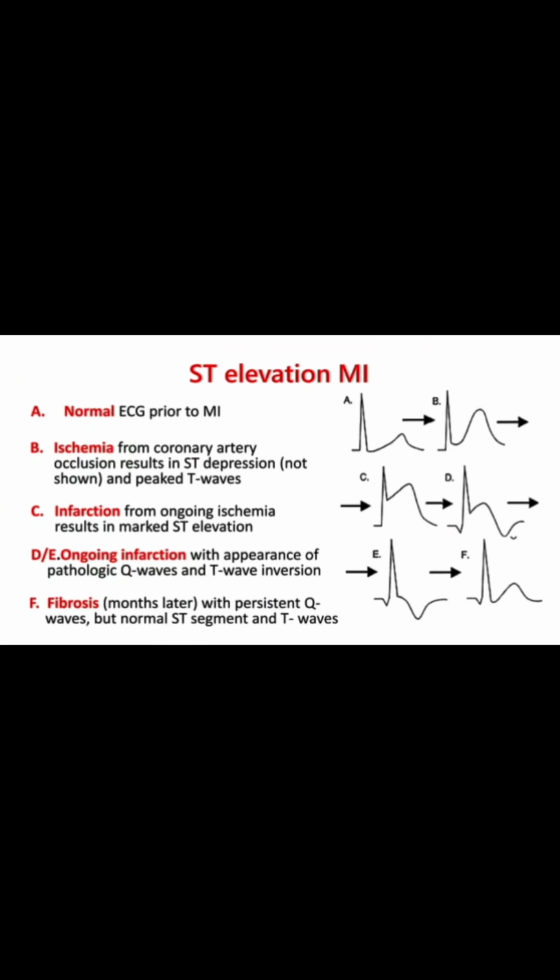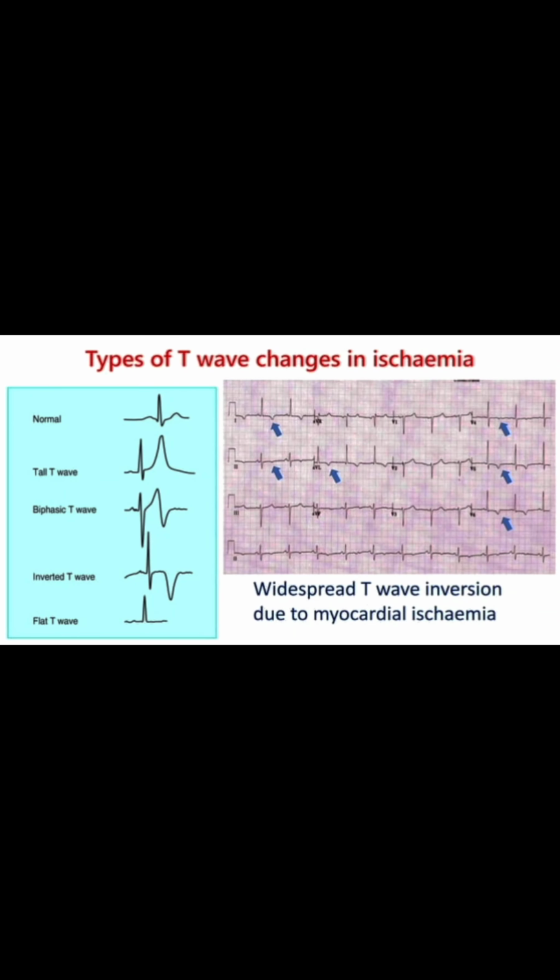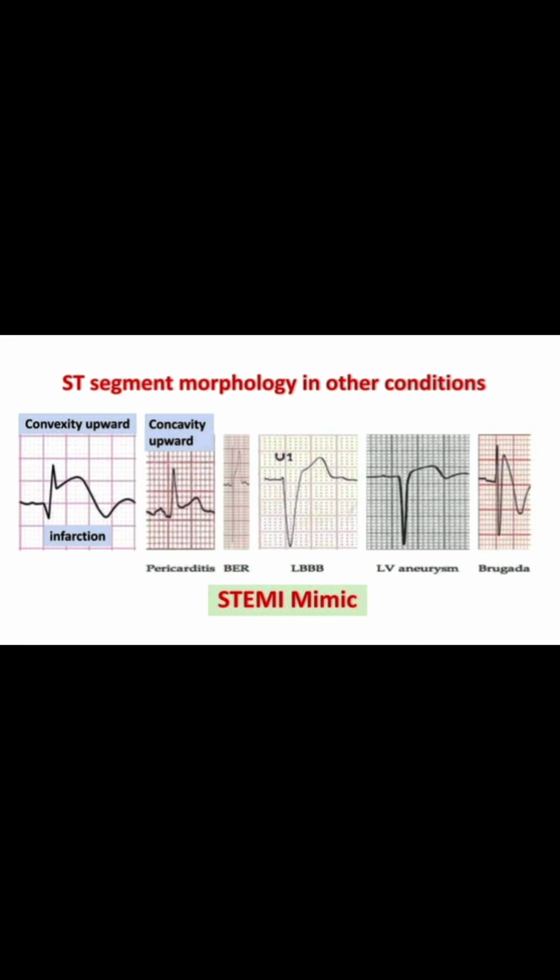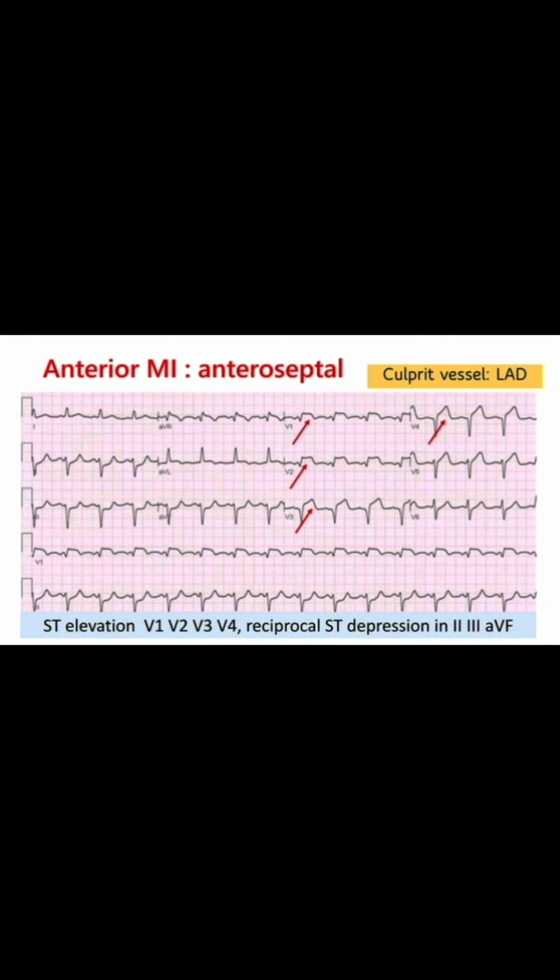ST elevation MI evolution changes include T inversions, and widespread T wave inversion also suggests ischemic heart disease. ST morphology in pericarditis is concave upwards, and left ventricular aneurysm and Brugada syndrome also mimic the MI.